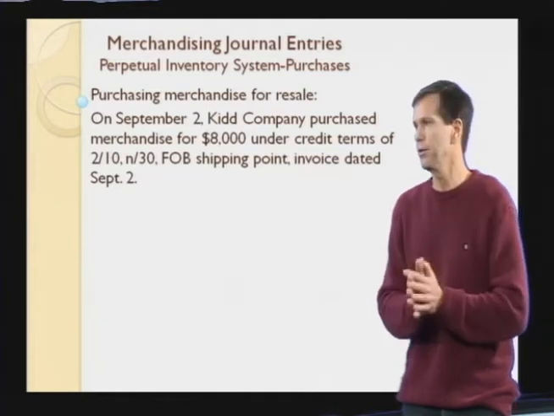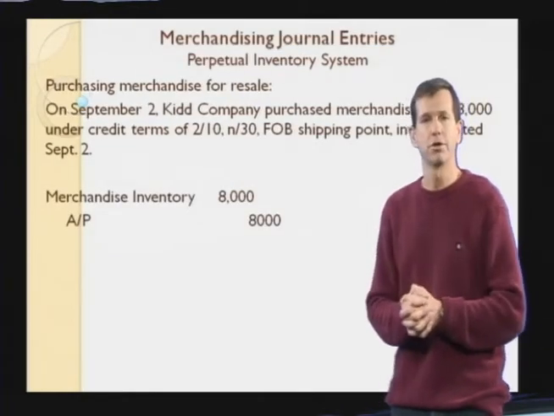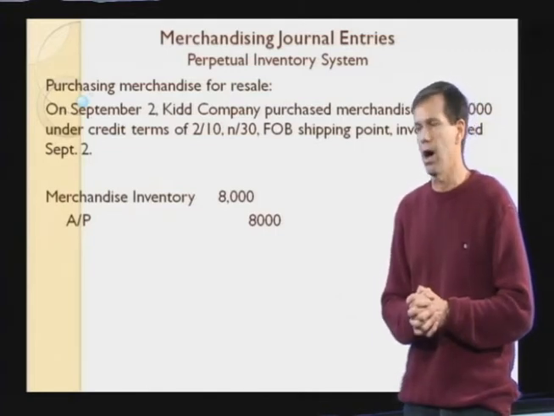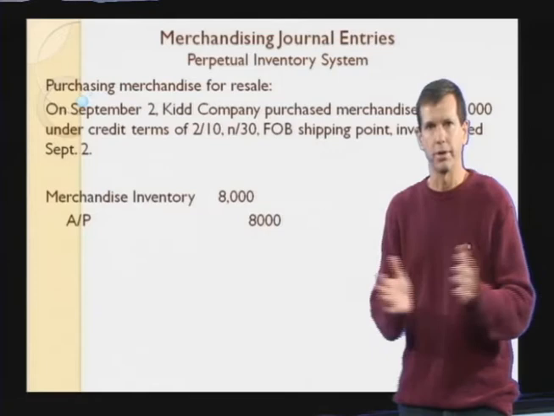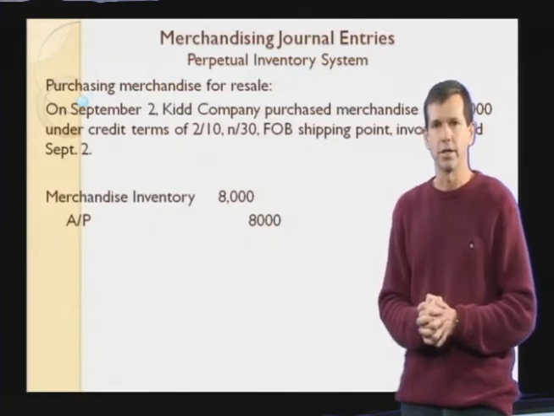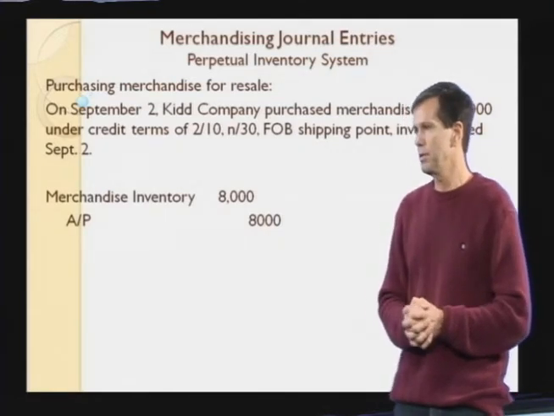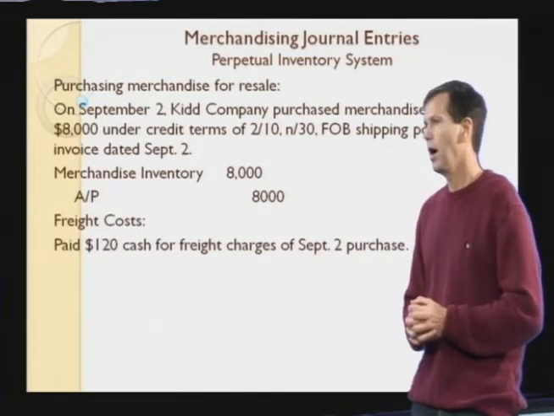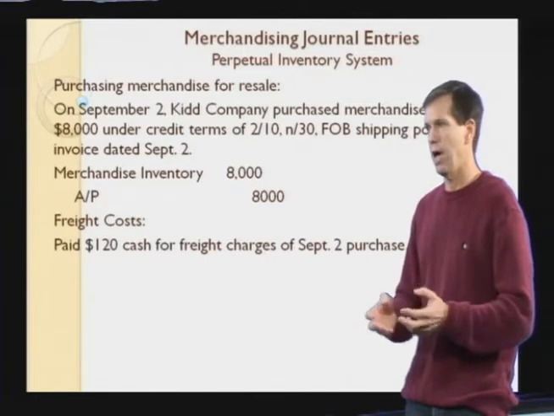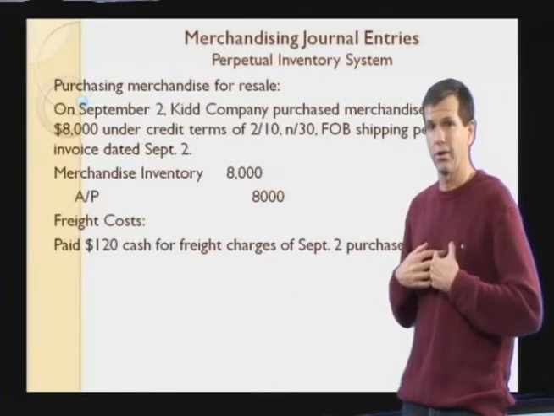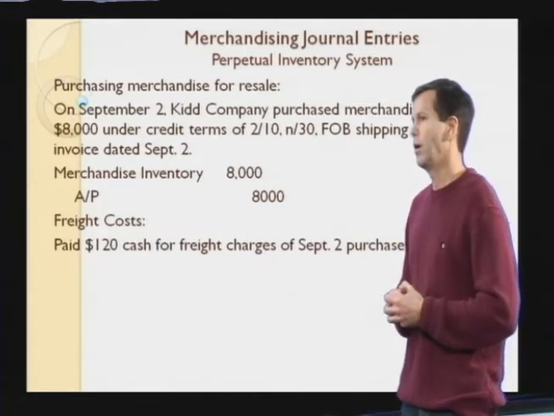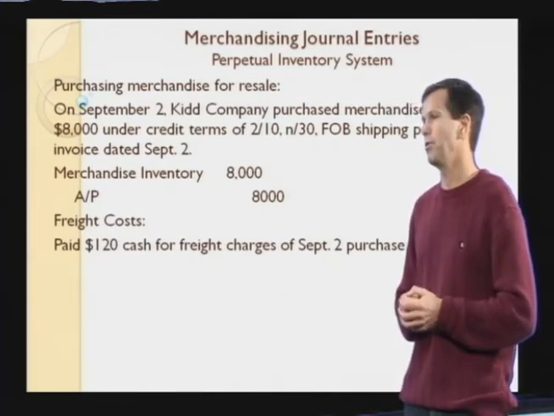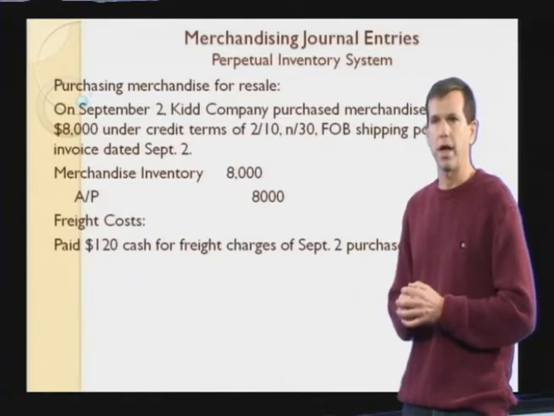On the next slide, you'll see our initial journal entry where we debit merchandise inventory, the asset, for $8,000, and credit accounts payable because we have a liability. We owe $8,000. The next scenario comes up on the next slide, and it is dealing with freight. We have to get the $8,000 worth of merchandise to us, or it doesn't do much good, does it? So the next scenario is that we paid $120 cash for freight charges of the September 2nd purchase.